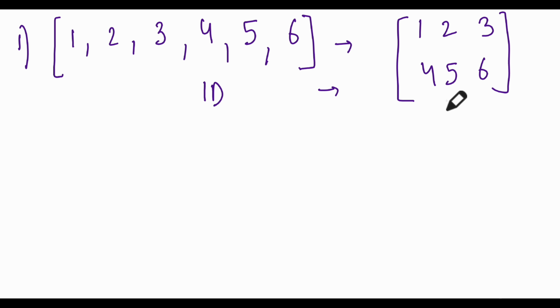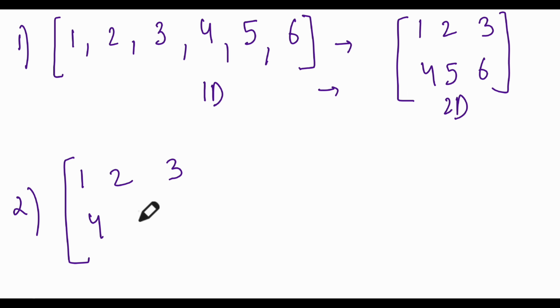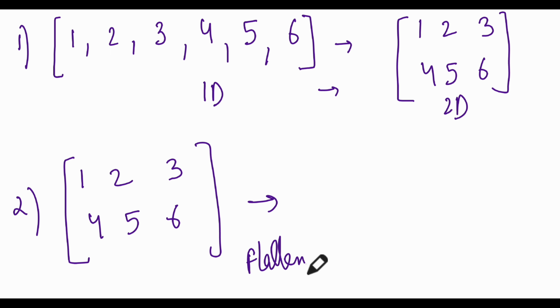One is this, where you convert a 1D into 2D, and the second is converting a 2D array into a 1D array. So it is the reverse of this, 4 5 6 into flattening. So this is called flattening an array. Okay, flattening.